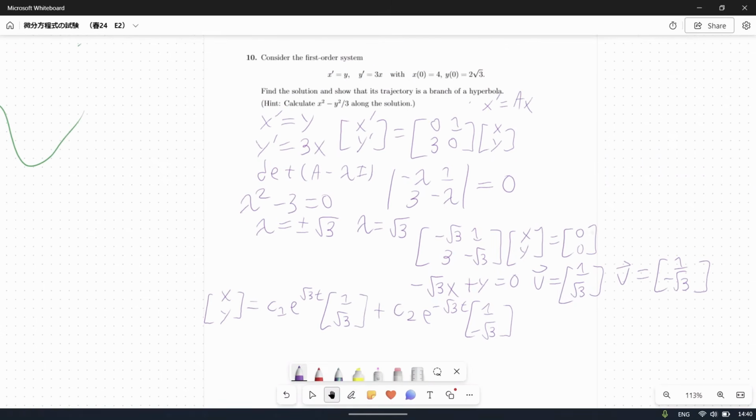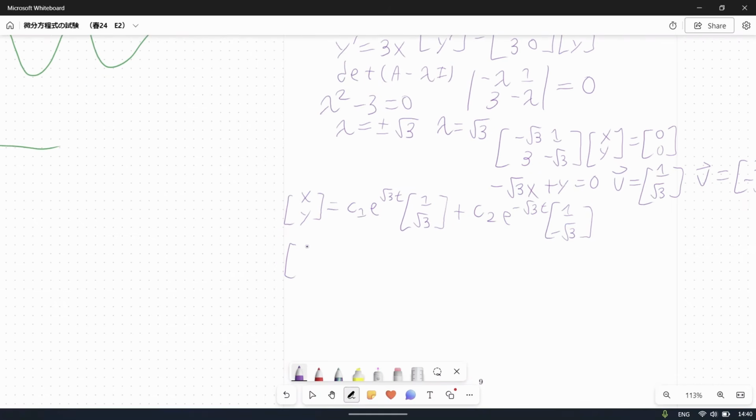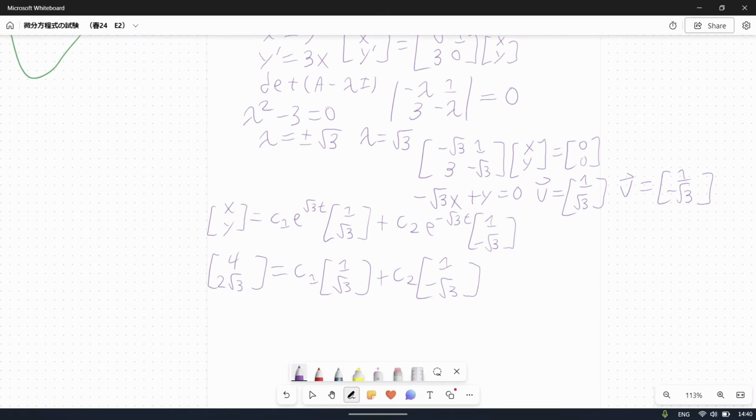And we can now solve the initial value problem, which the parameters for that are given here. We evaluate at t equals 0, where x is equal to 4 and y is equal to 2 root 3. So when we plug those things back in, we can say that 4 and 2 root 3 is going to be equal to c1 times 1 and root 3, plus c2 times 1 and negative root 3. This is a vector, not a fraction, my bad.